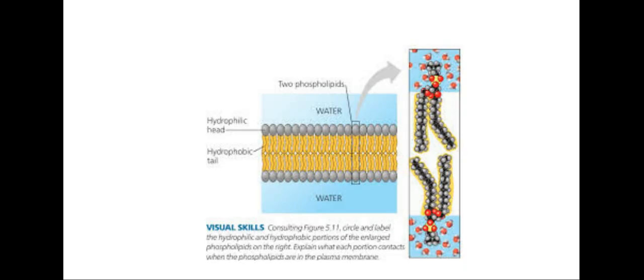Since the heads are hydrophilic and the tails are hydrophobic, it makes it really hard for water molecules, which are polar, to get through. So it makes it really hard for polar molecules or water molecules to get through the cell membrane, as they can easily get through the hydrophilic head part.